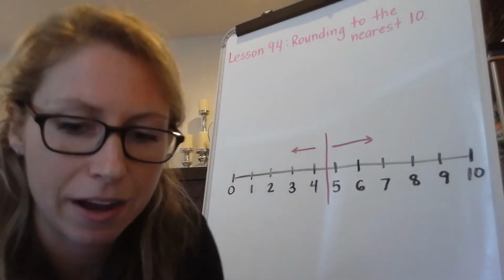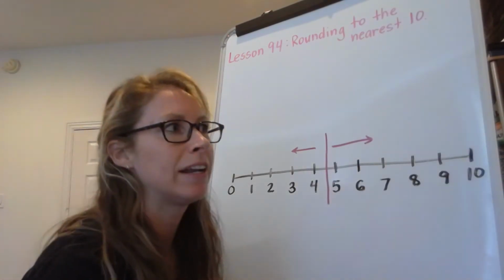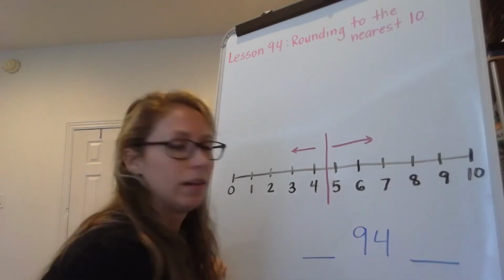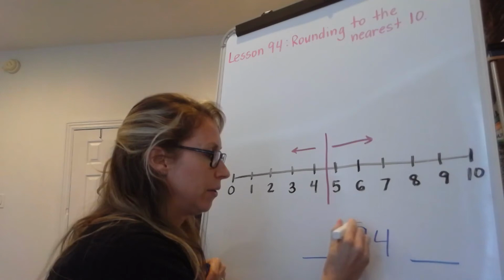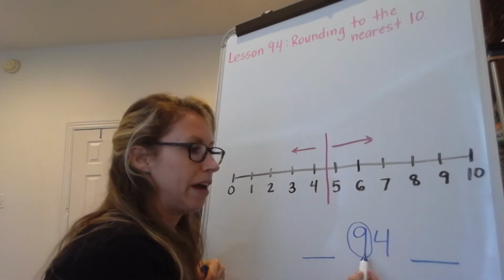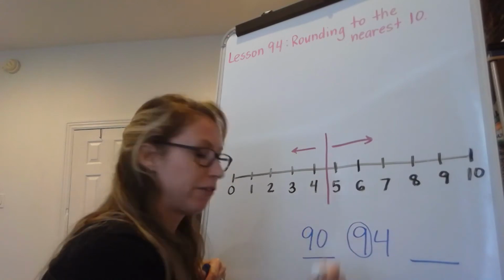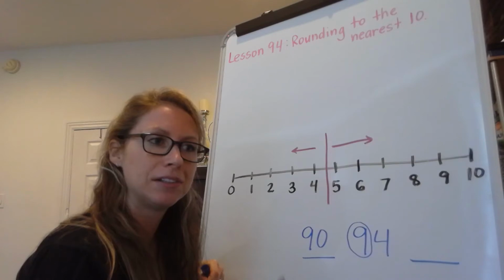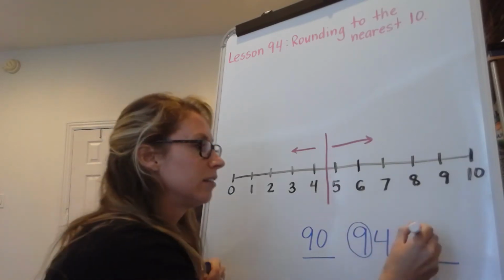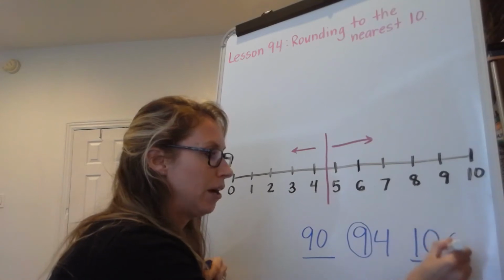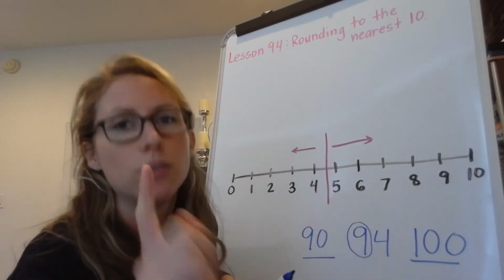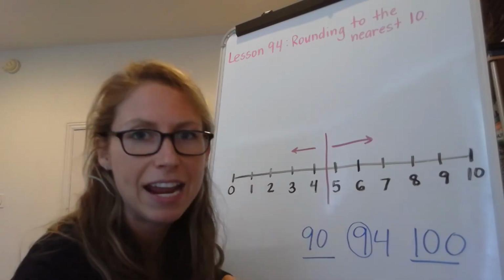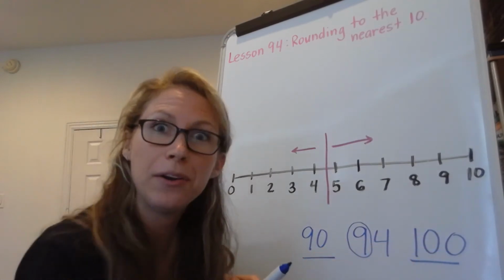Let's say we have the number 94. Let's figure out the number before it and the number after it. The number before 94 is 90. We use the 9 to tell us 90. And what comes after 9? 10. So it's not just 10, it becomes 100. Because remember, if you're counting 10, 20, 30, 40, 50, 60, 70, 80, 90, 100.